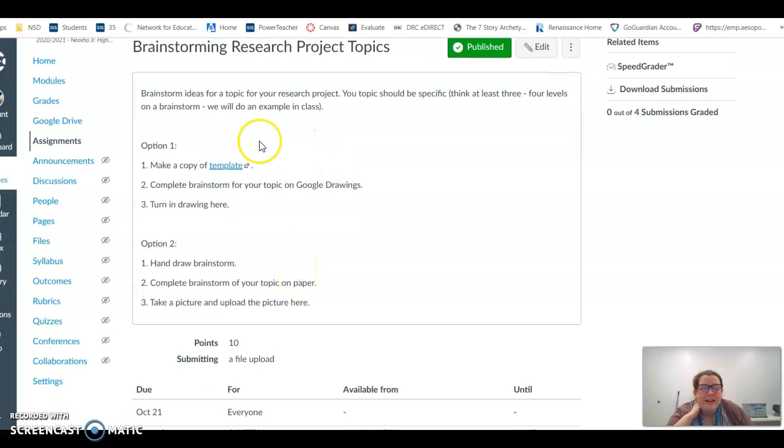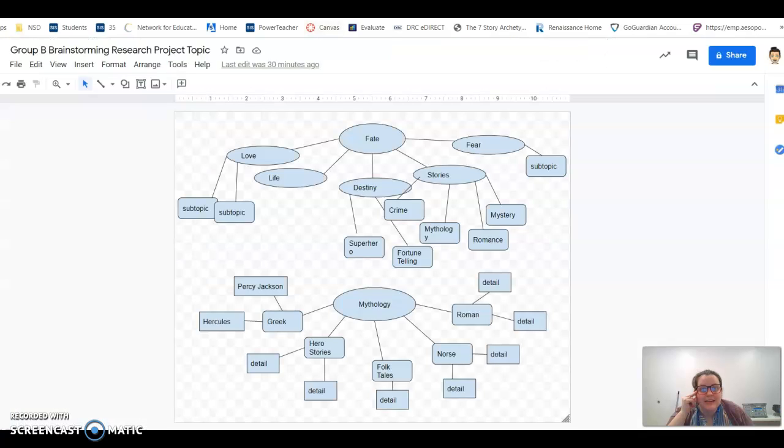Okay, and you're going to have 2 options for brainstorming. The first one is to do it on the computer. I have created a Google Drawing for you that has already laid out what I want it to look like, and you're just going to be plugging in your information. Or you can hand draw it. It's up to you. It does not matter to me. When you're finished, you'll upload either that Google Drawing or your hand-drawn brainstorm and turn that in for points.